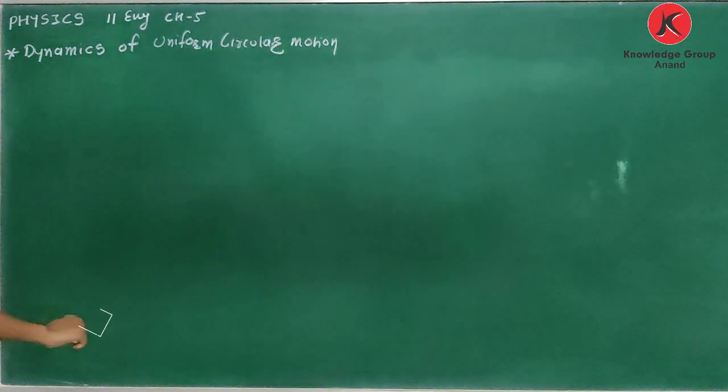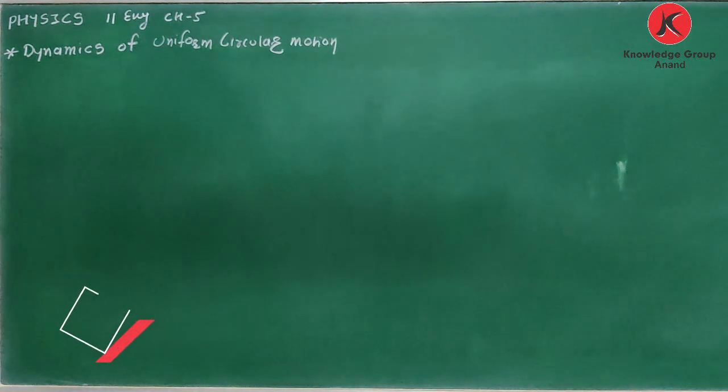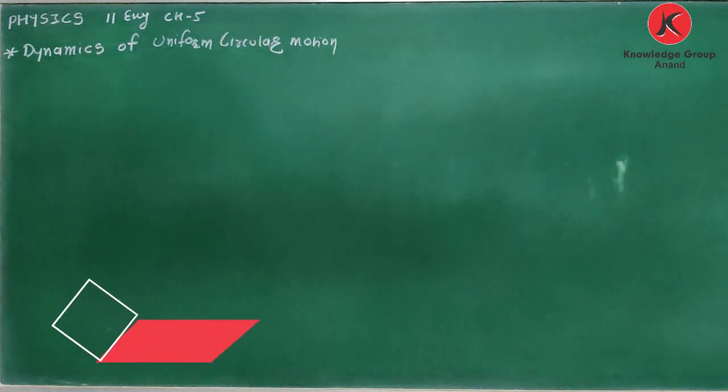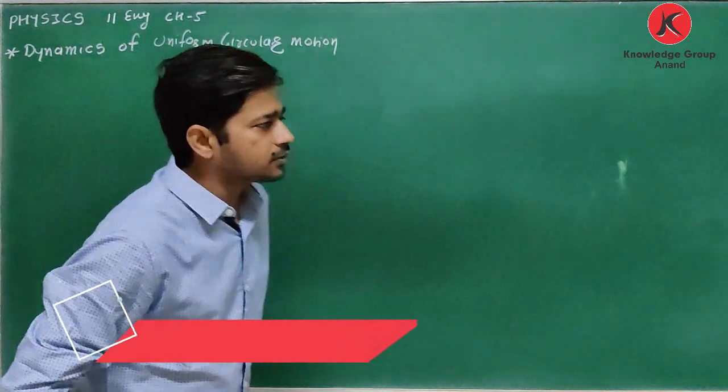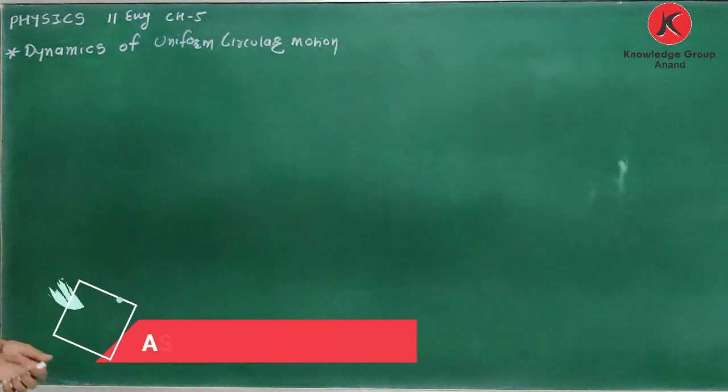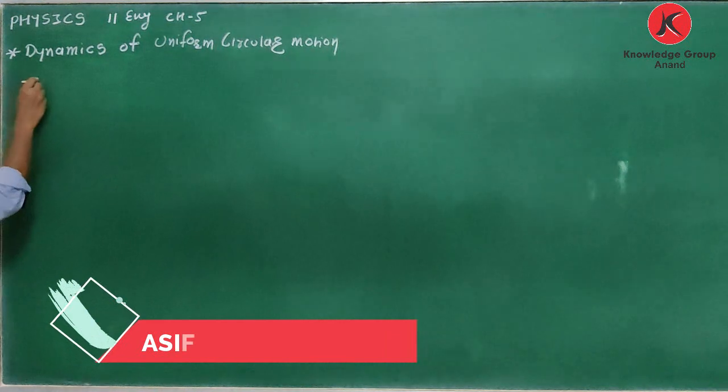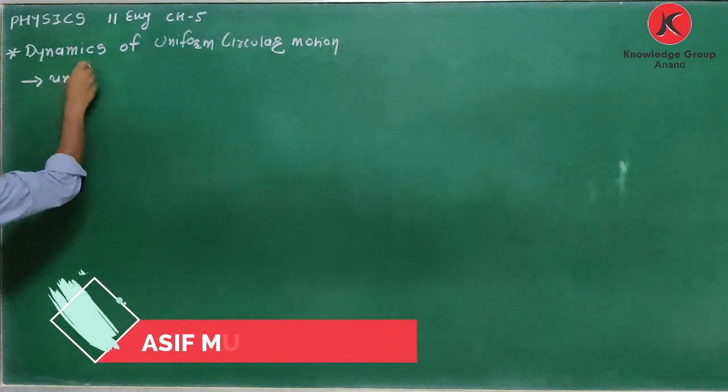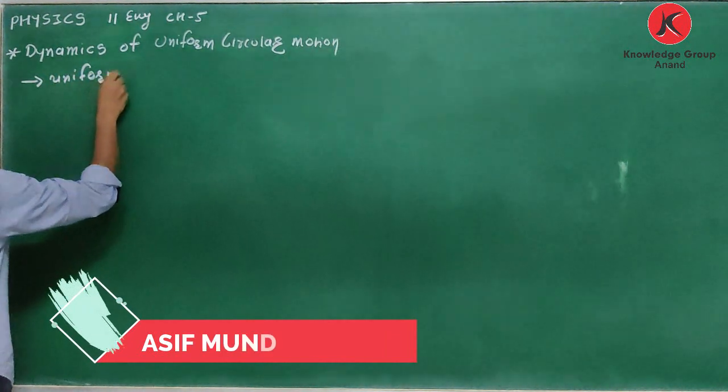Chapter 5, Laws of Motion. Today's topic is Dynamics of Uniform Circular Motion. What is uniform circular motion? You know about it.